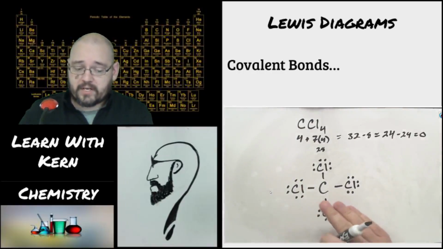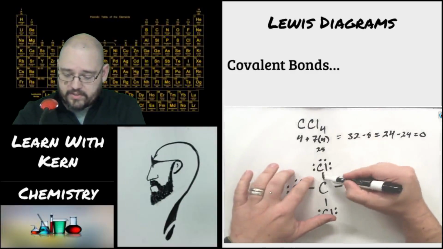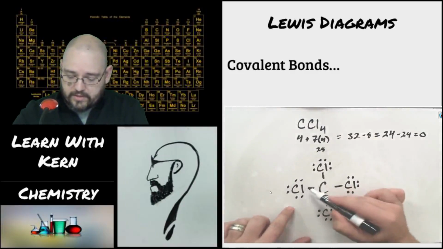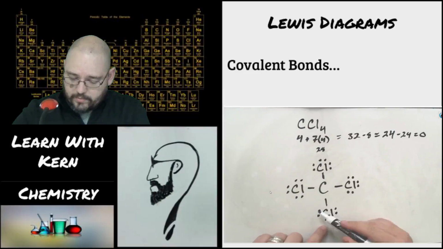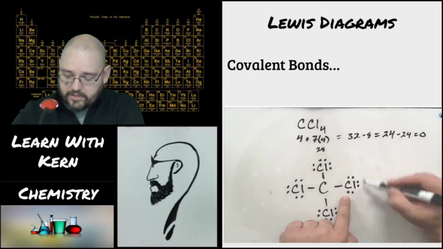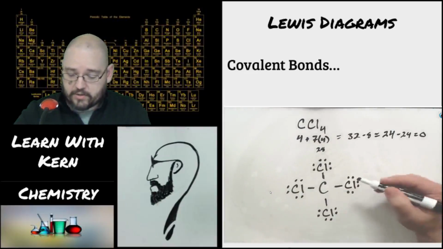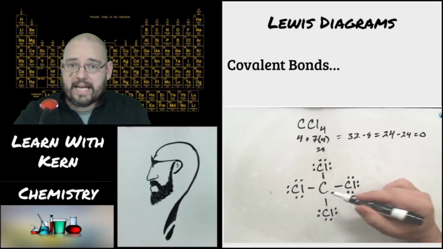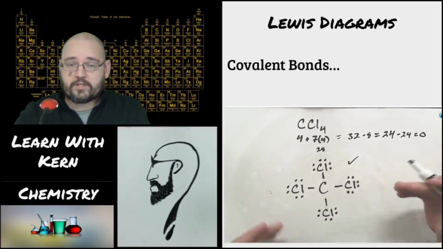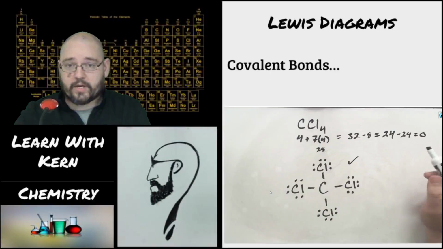So now I need to check the octet. This chlorine has 8 electrons. Remember, this is 2. This chlorine has 6 plus 2 is 8 electrons. This chlorine has 6 plus 2 is 8 electrons. This chlorine has 6 plus 2, there's 8 electrons. And carbon has 2, 4, 6, 8 electrons. So all 5 of these atoms have 8 electrons. So the octet rule is satisfied. So I am done with my Lewis diagram for carbon tetrachloride.